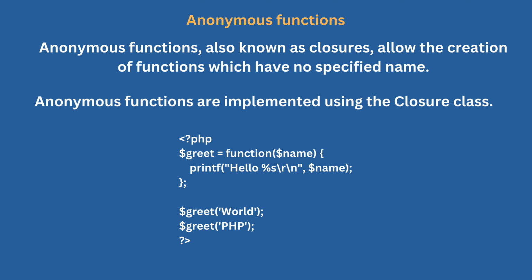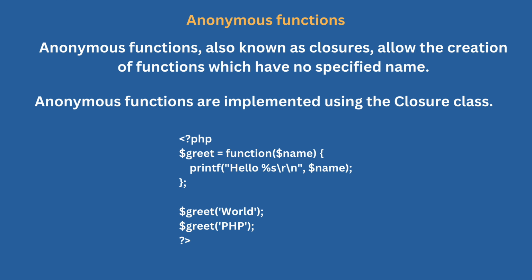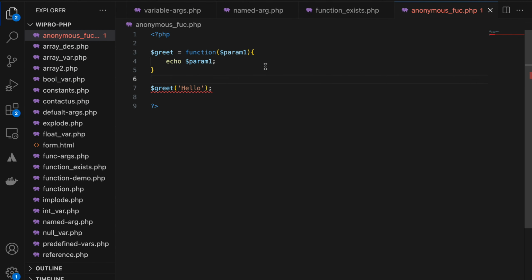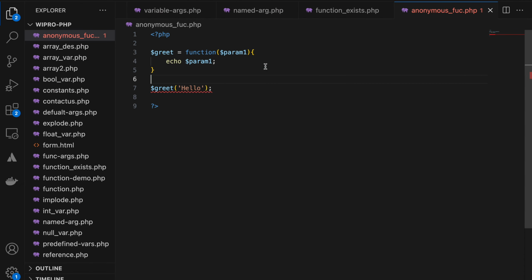What is happening? It should not be like this. Where is the problem? $greet equal to function, then parameter $param1. Oh, I missed something. What did I miss? Can anybody tell me? The semicolon after the function. Yeah. Usually I do not provide a semicolon if I am writing a function like this.